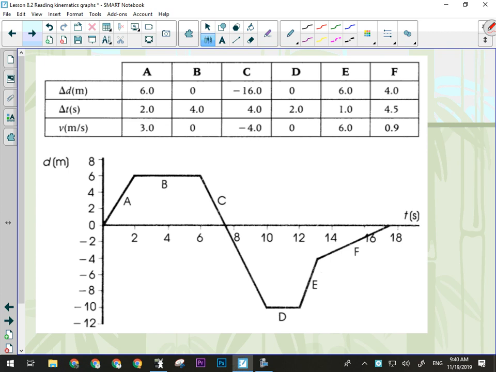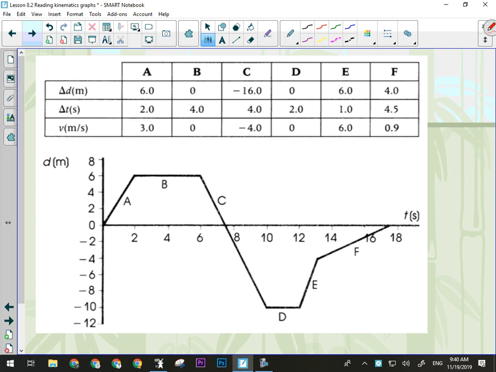Should all be done. Why is it 0? Displacement is 0. Right, the displacement is 0. Those are things you can recognize right away. What's my initial position? 0. What's my final position? 0. Well then I can go with it. My average velocity is 0.